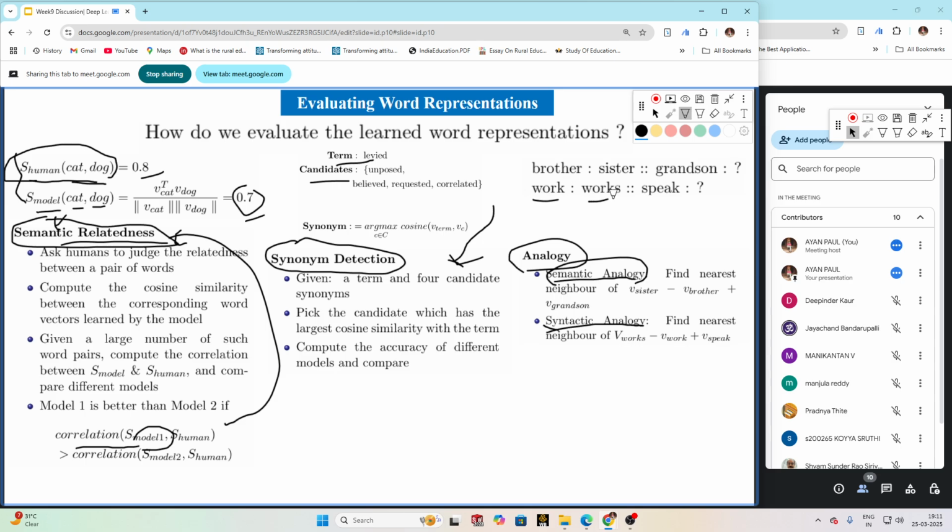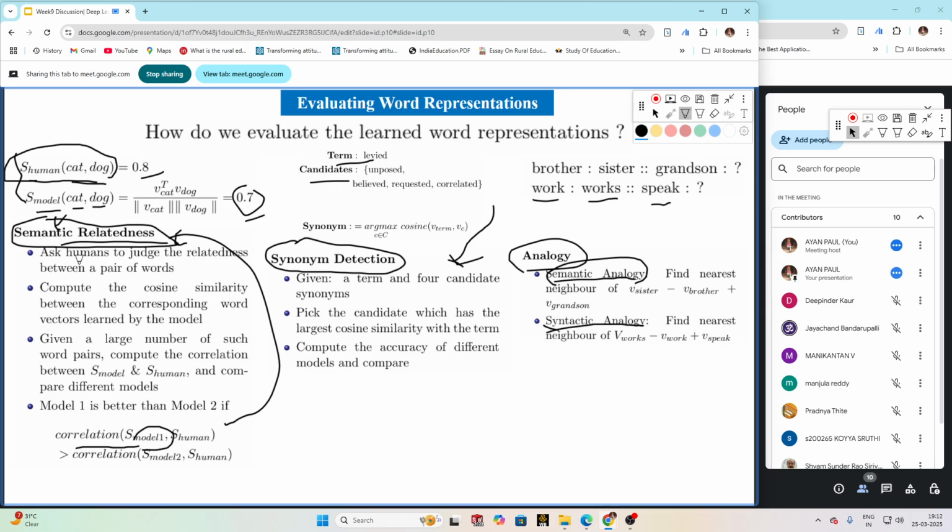Like work is related to works, what is speak related to? So speak will be related to speaks, right? Because s is added to this word. So speaks. This is syntactic. Here we have only seen the arrangement of the letters in the word. We are not interested in meaning, but we are interested in the arrangement of the letters in the words. So by that also we can evaluate our model.